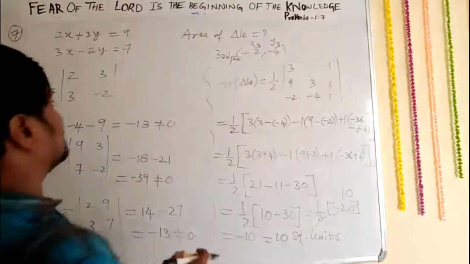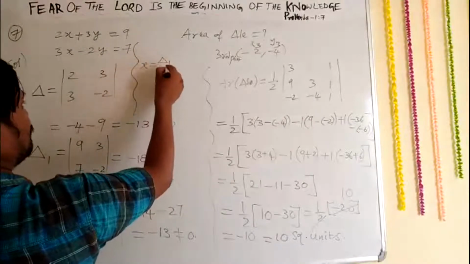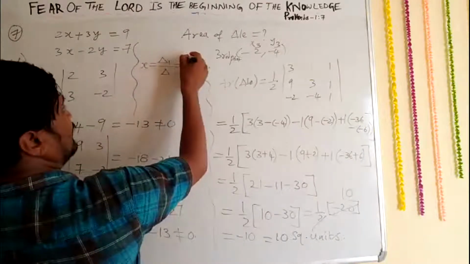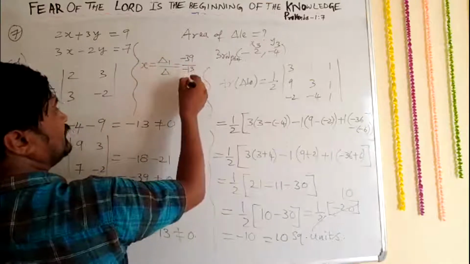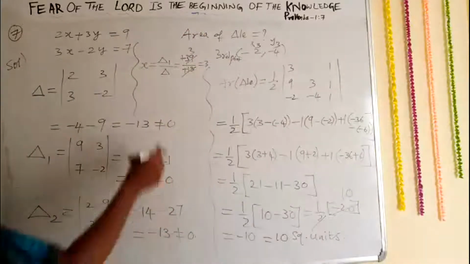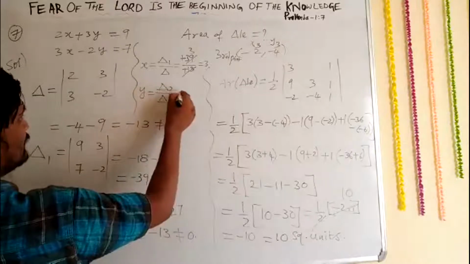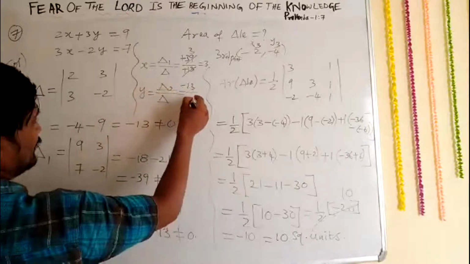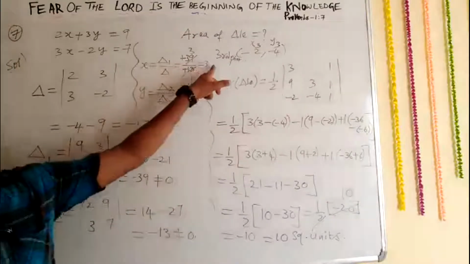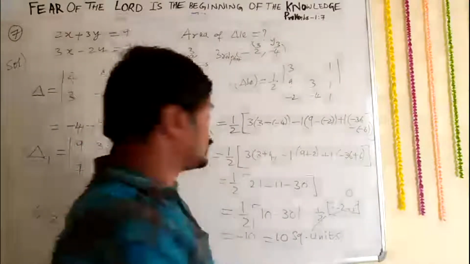So now at last, x is equal to delta 1 upon delta, that is nothing but minus 39 upon minus 13, minus and minus cancel, 13 3s are 39. Okay, so next one, y is equal to delta 2 upon delta, that is nothing but minus 13 upon minus 13. You get 1. So at last, therefore, x is equal to 3, y is equal to 1. Okay, that is about your problem.